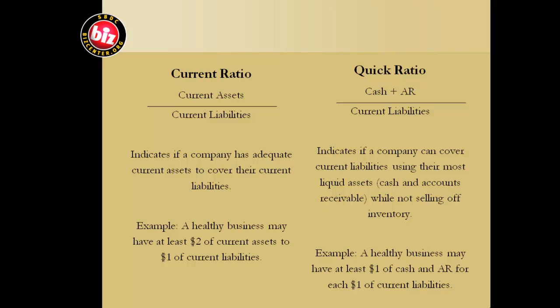The next ratio that looks at the ability of a business to pay its near-term commitments is the quick ratio. This ratio is similar to the current ratio, but determines if a company can use its most liquid assets, such as cash and receivables, to pay current liabilities without selling off any inventory. A healthy business may have a quick ratio of 1 to 1, or have at least $1 of cash and receivables for every dollar in current liabilities. These ratios are both referred to as liquidity ratios and are often used by a lender to determine if a business can meet their short-term obligations when applying for a loan.